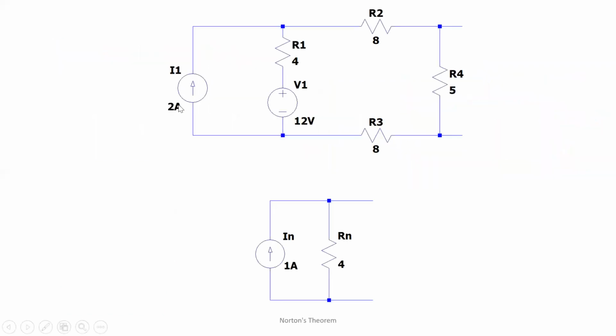Lastly, since this is the last slide, this circuit can be expressed as a single current source in parallel with the equivalent resistance R sub N. We have I sub N equal to 1 ampere and R sub N equal to 4 ohms. So I sub N is 1 ampere, R sub N is 4 ohms. Okay, that's it.